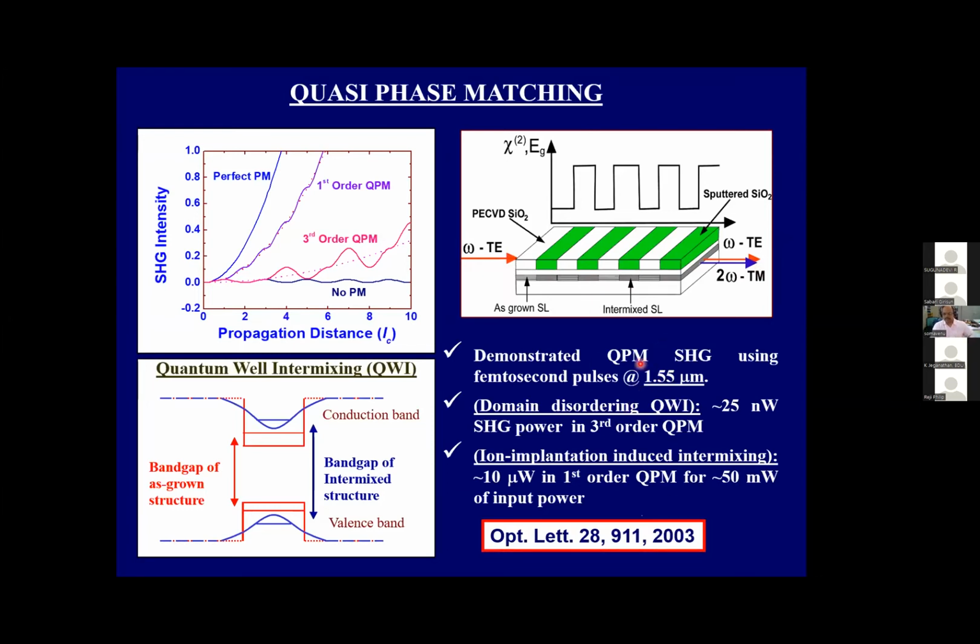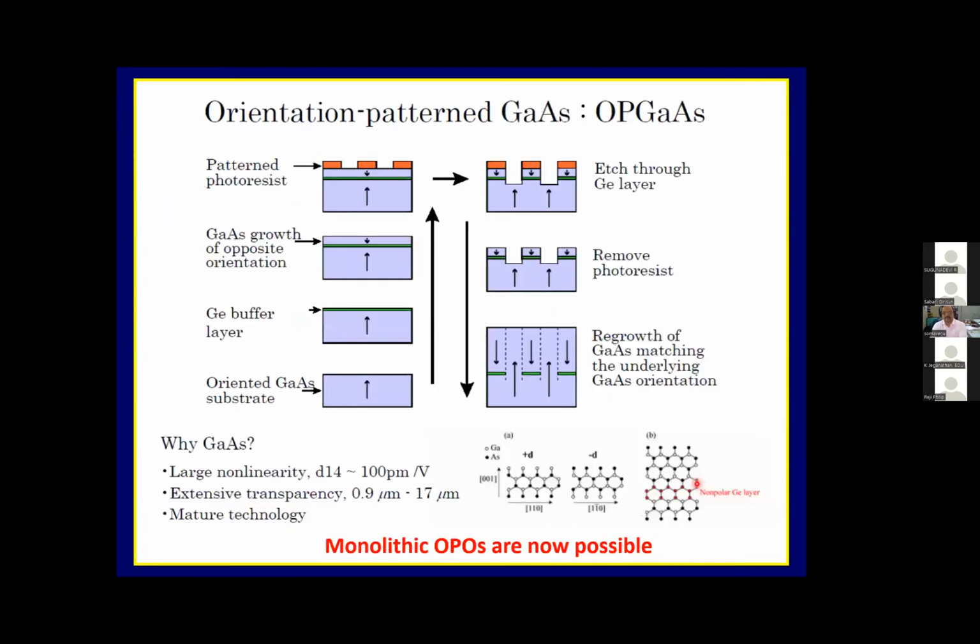So we demonstrated QPM when I was doing my postdoc in St. Andrews. We do domain disordering, quantum well intermixing, or we do ion implantation. We put in some heavy ions and then you change the optical properties of these periods. When you change this periodically, then you can achieve this kind of a quasi-phase matching, and then you still get very good conversion efficiency for your harmonic generation.